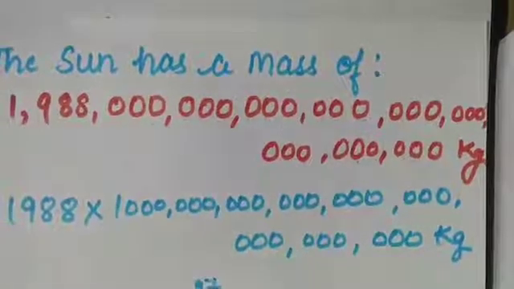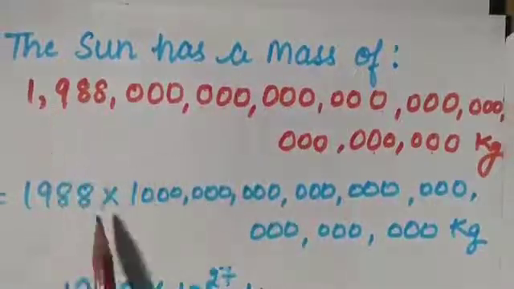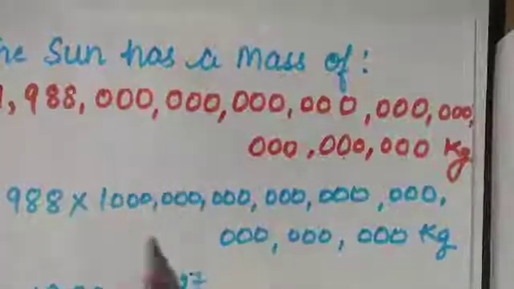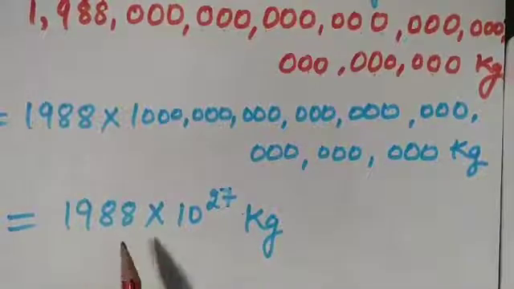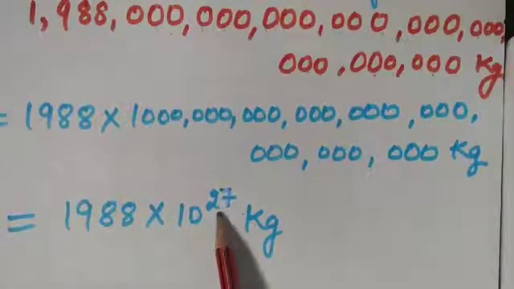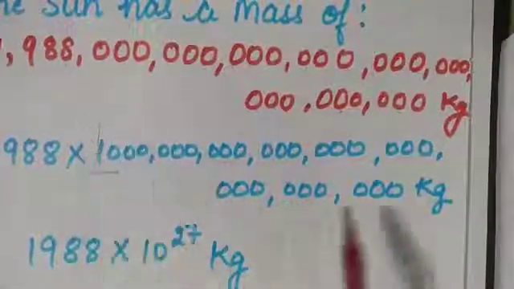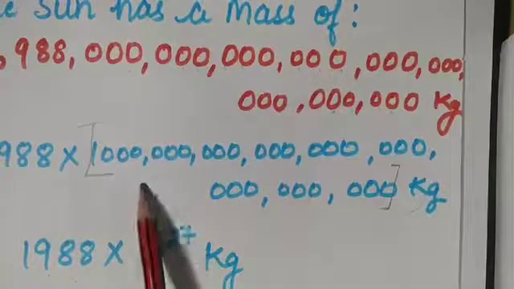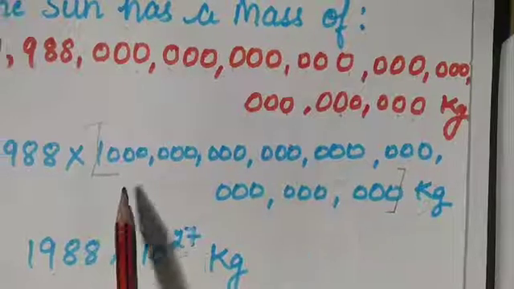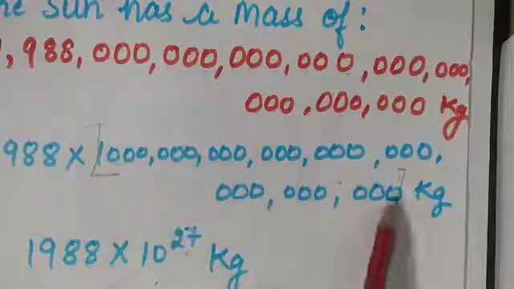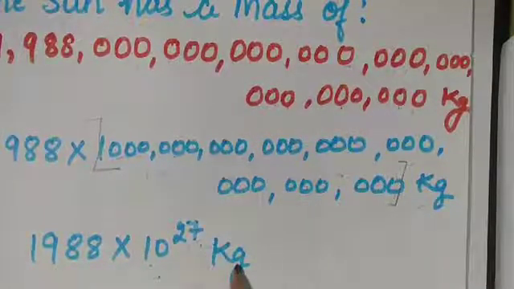So this huge number can be written as 1988 into 10 raised to the power 27, because this number, from this to this, can be written as 10 multiplied 27 times. Because we have 27 zeros in this huge number, so this can be written as 10 to the power 27 kg.